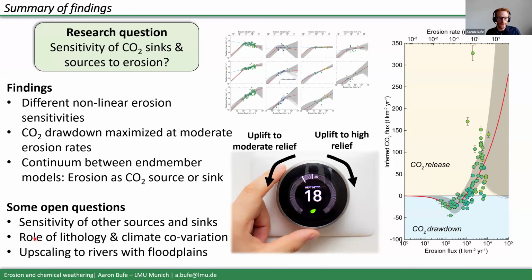So this is my last slide here. What we haven't really touched on is the role of lithology and covariation with climate. And then the other big question I would say is upscaling all of this from the small mountain rivers to big rivers that also include big floodplains where things can continue to weather. So that's future work that I'm planning, and that will touch more on sedimentological concepts too.